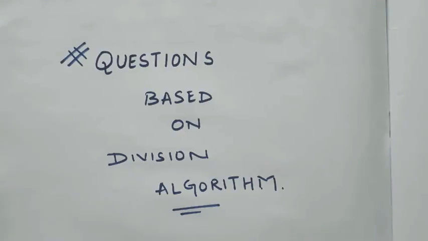Good evening students. In previous classes we have discussed the relationship between the zeros and the coefficients of quadratic and cubic polynomials, right? And yesterday we discussed the division algorithm in detail, as well as some questions based on finding the zeros of the polynomial when two zeros were given, and some other type of questions also, a little bit tricky, but we have discussed.